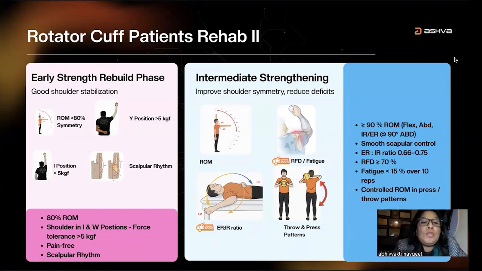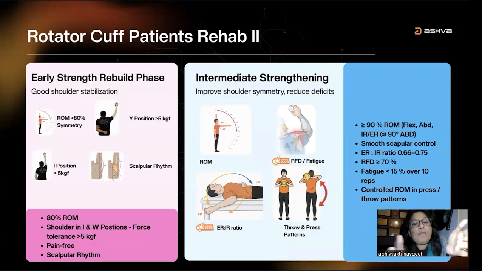So when it comes to the first phase, again, the pain has to be controlled, the tear has to be protected. Also, it depends on the surgery, if it is a single row repair or a double row repair. So when we talk about the parameters, as Anmol said, the ER and IR ratio is very important. When I see it in my clinic, I think that is a very important biomechanical marker when it comes to the ER-IR ratio.